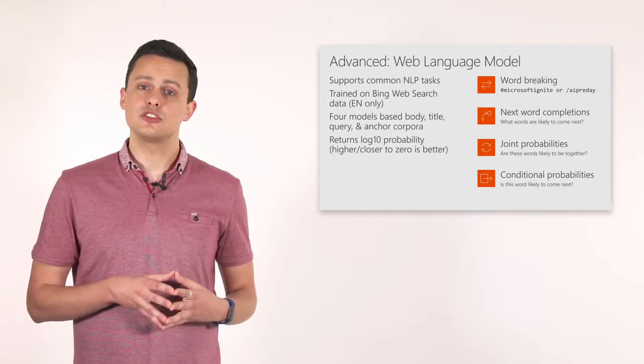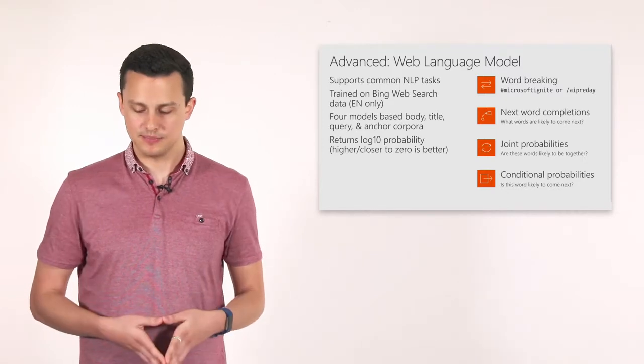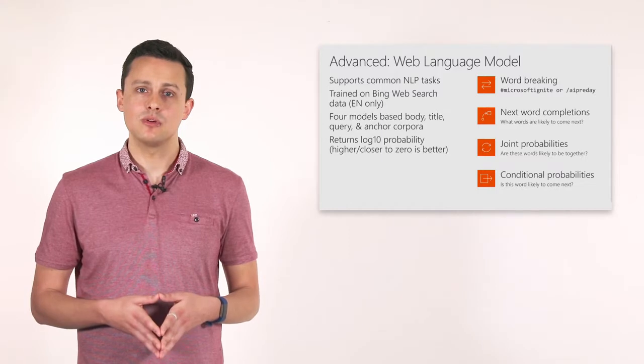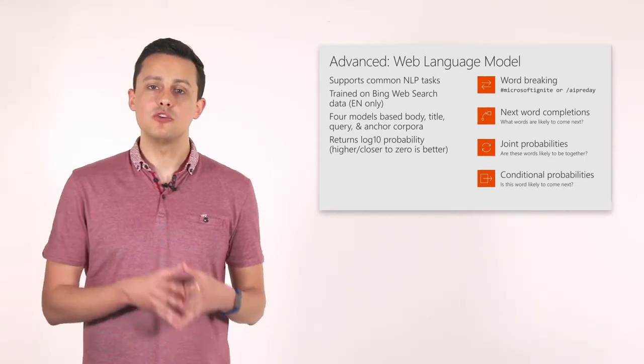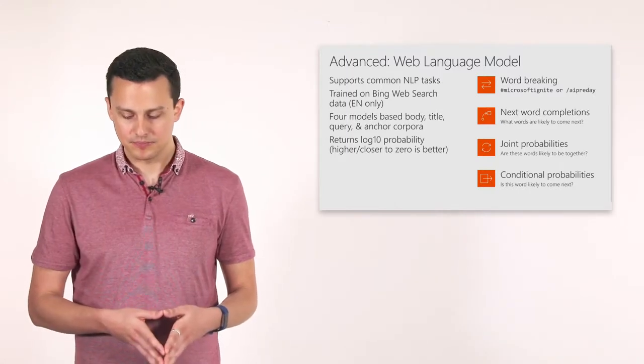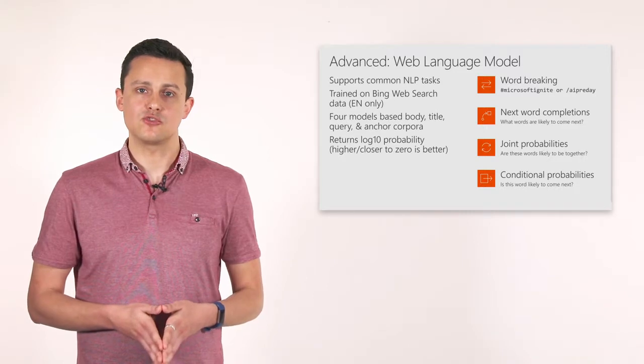First, it allows us to do word breaking, so we can break URL strings up or hashtags. It allows us to do probabilities. So for example, understand which words are most likely to come next, or which words are likely to appear together, which helps us understand and correct natural language samples.